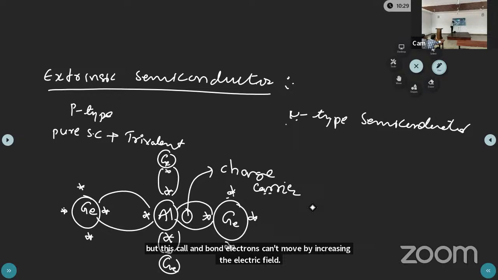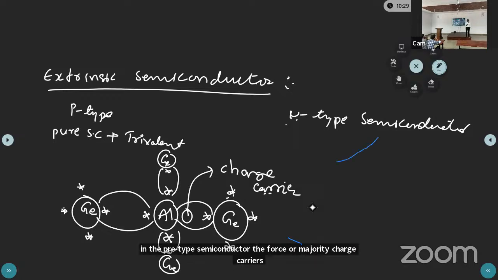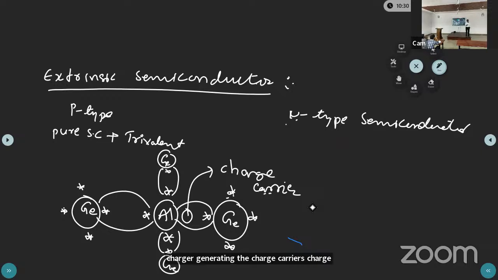So the p-type semiconductors have holes. Hole means one electron is required to form a covalent bond. That hole we are calling a charge carrier in p-type semiconductors. So in the p-type semiconductor, the holes are the majority charge carriers. Those holes are acting as the charge carrying elements.